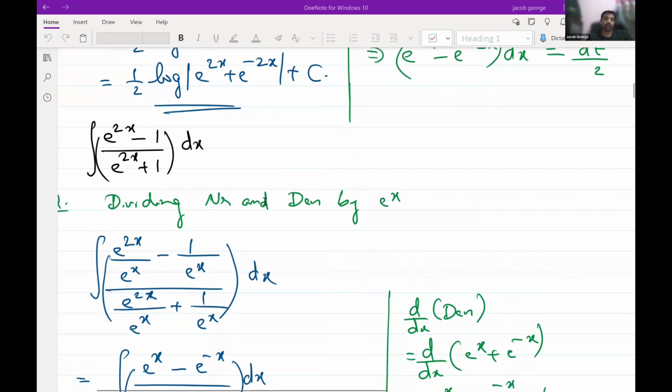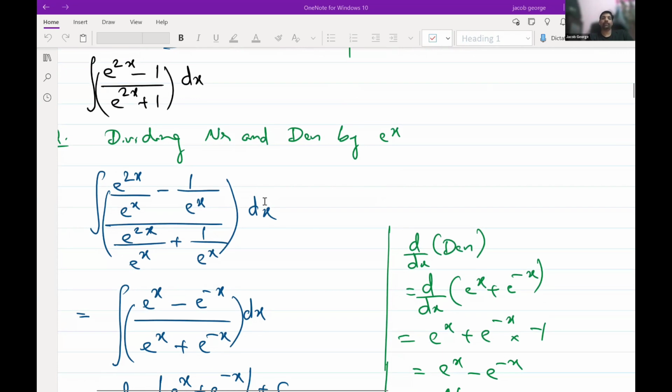In this question, we have to divide numerator and denominator by e raised to x. This is also an important question to be remembered. We have to divide numerator and denominator by e raised to x. You can see the division. Then we get e raised to x plus e raised to minus x upon e raised to x plus e raised to minus x dx. Now, if I take the derivative of the denominator, we get the same numerator, right?